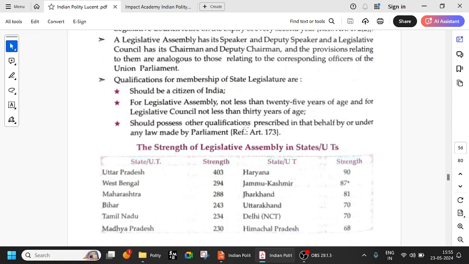Qualification for membership of the state legislature: one should be a citizen of India. For the legislative assembly, not less than 25 years. This is very important. These ages you also have to remember. We have seen for governor, president, and all those, 35 is there.